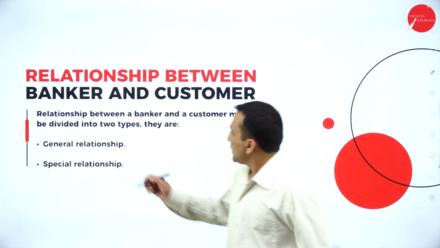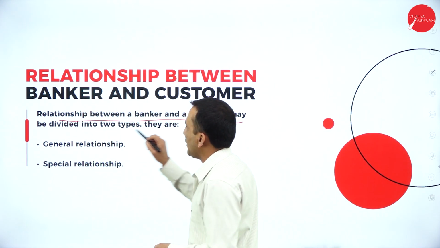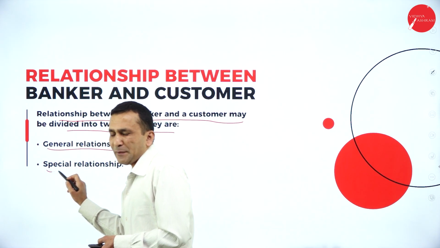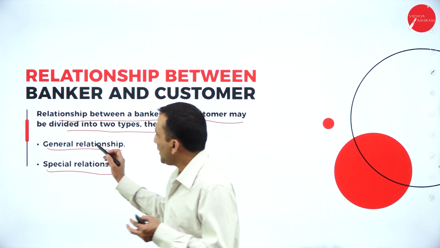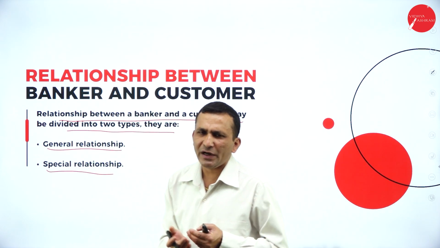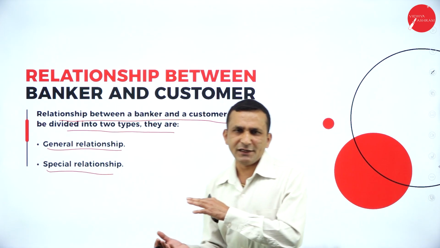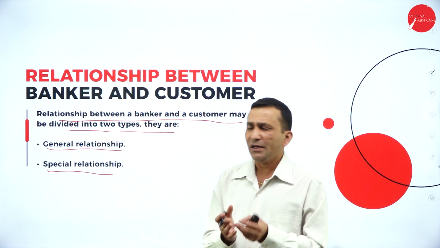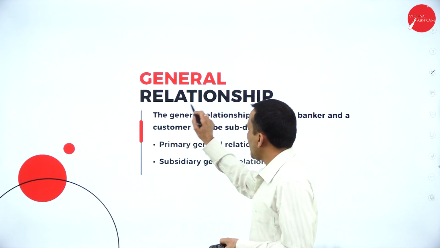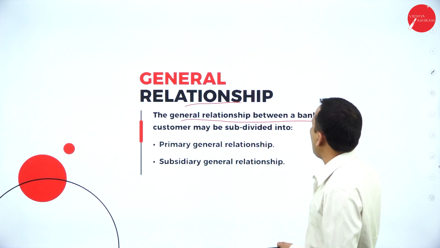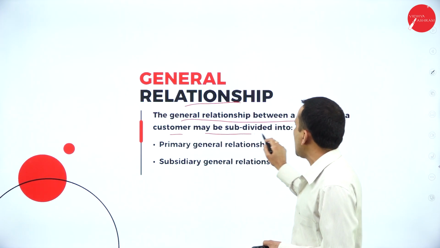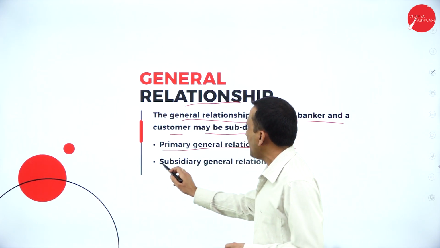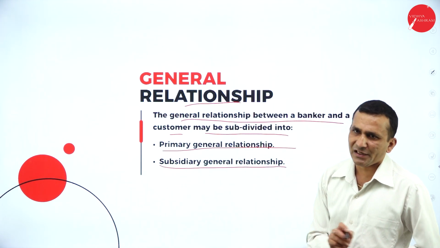Okay, so the relationship between the bankers and customer may be divided into two types. One is a general relationship and the other is a special relationship. In the general relationship, again, I told you debtor versus creditor, creditor versus debtor, and bailor versus bailee. So under the general relationship, the relationship between the bankers and customer may be subdivided into two types: the primary general relationship and the subsidiary general relationship.